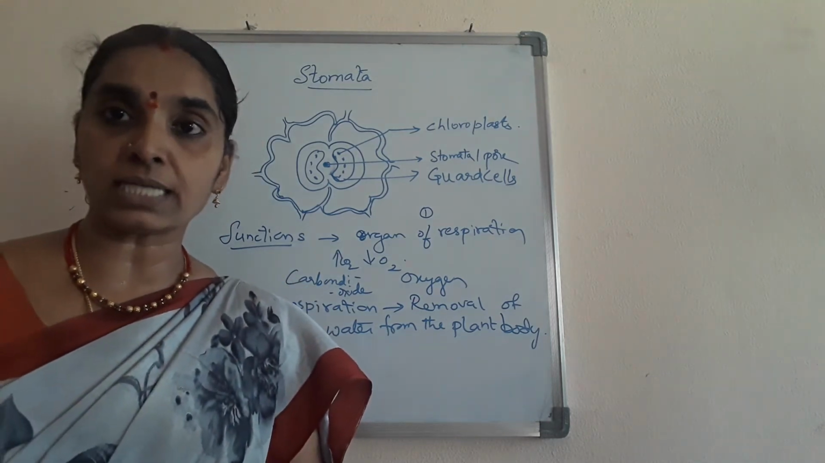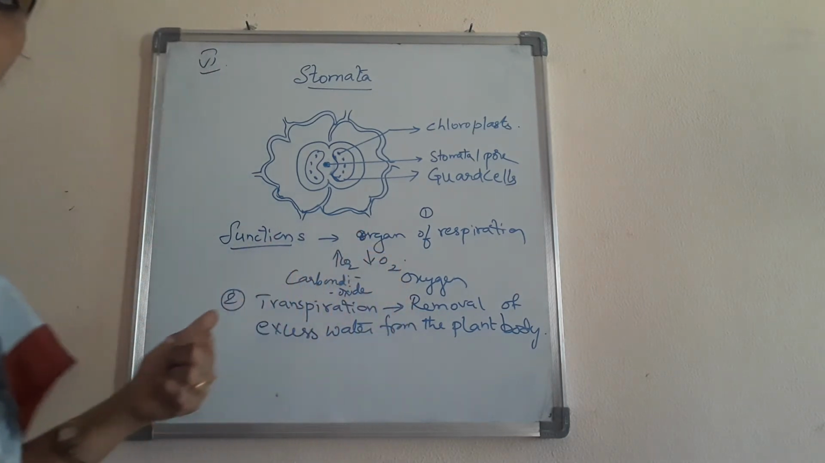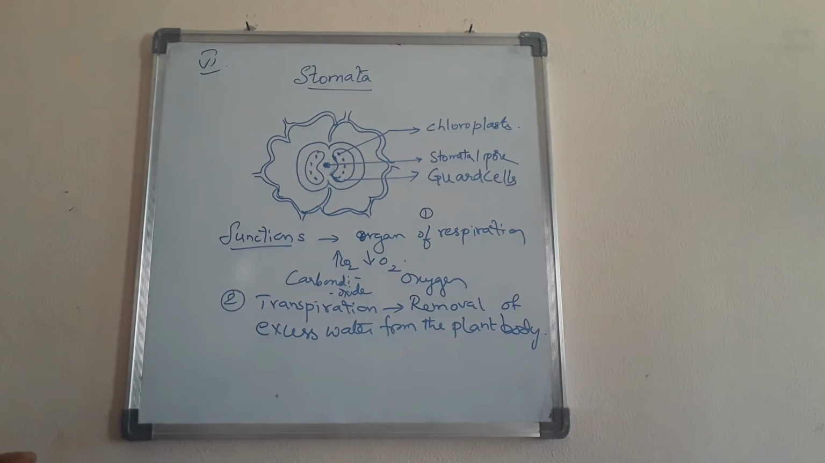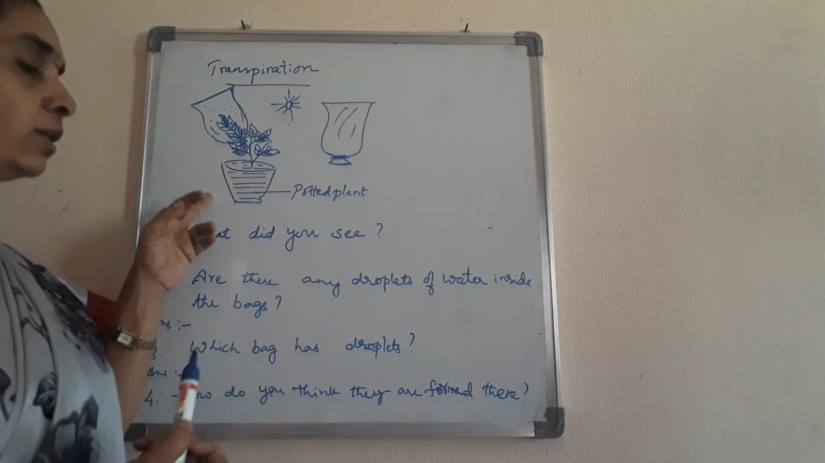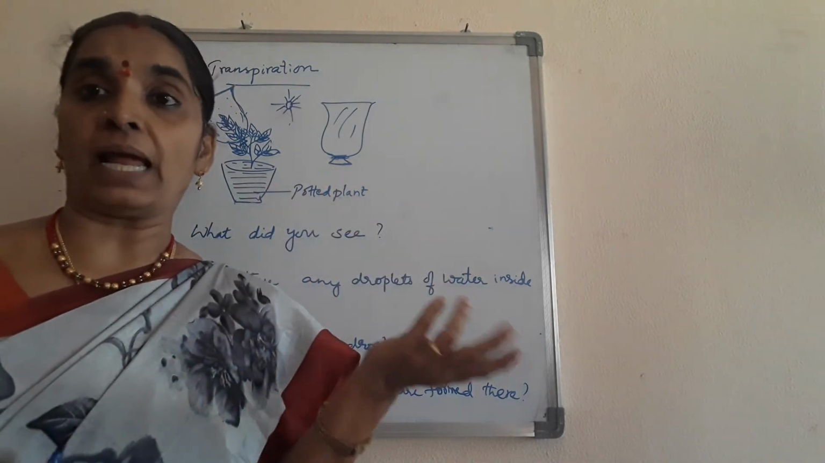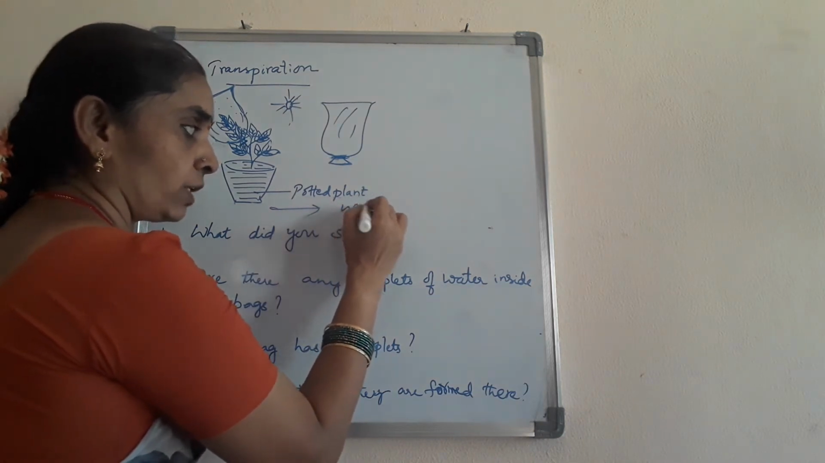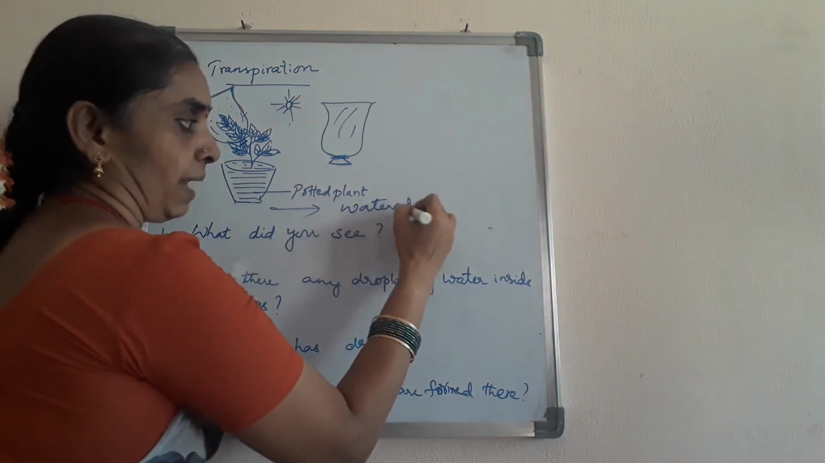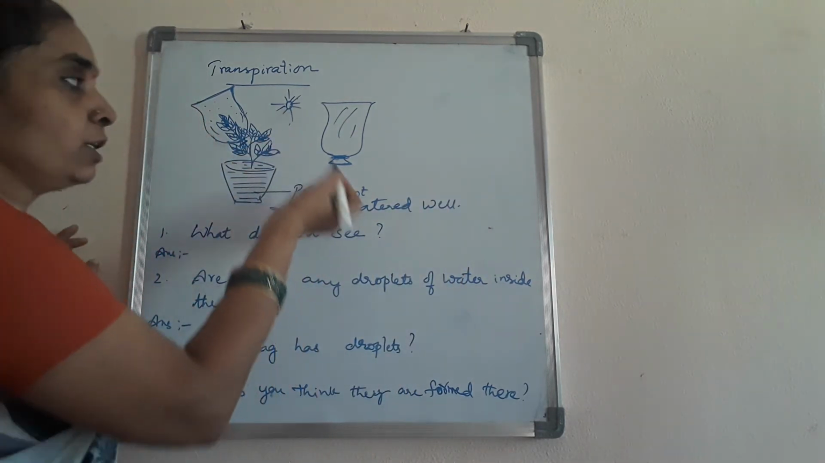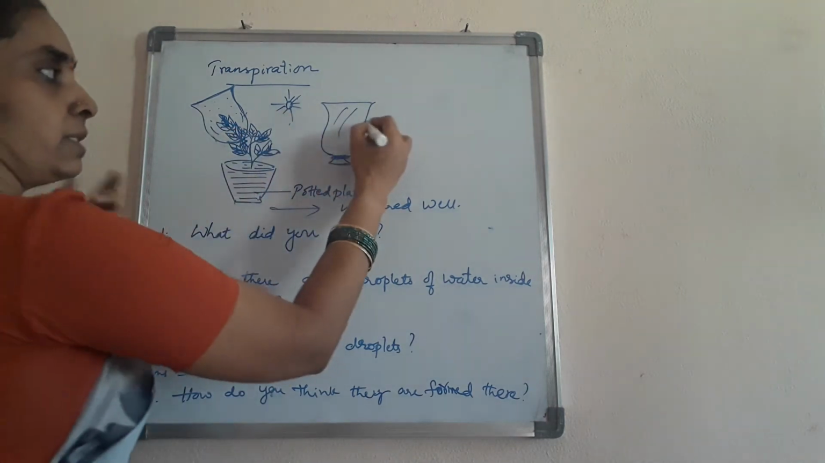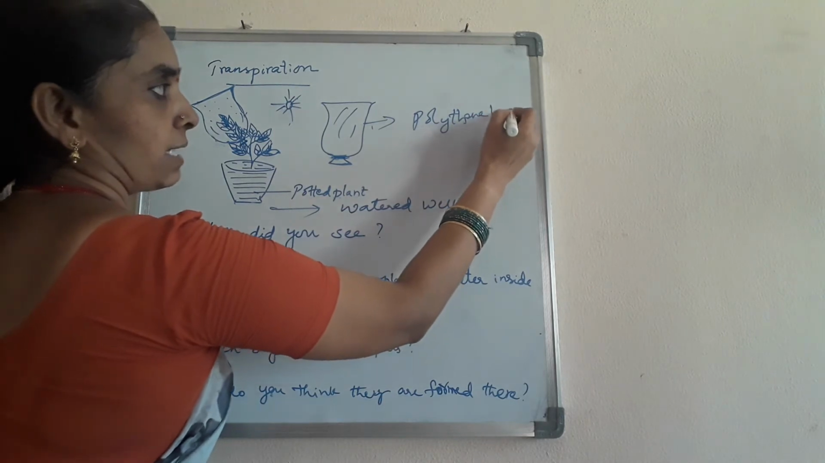Okay children, did you understand now? Once again I'll tell you through the diagram. You note down this first. See the diagram here, children. Again I am explaining to you the potted plant, or you can take any plant which is well watered. So the plant which is watered well is to be selected, and then you have to take two polythene covers or polythene bags.